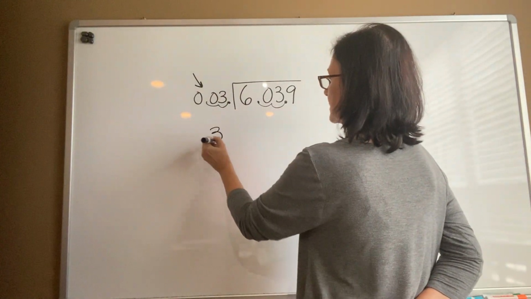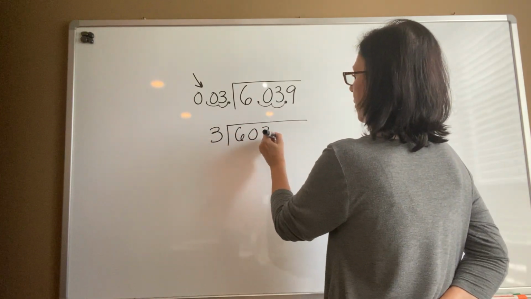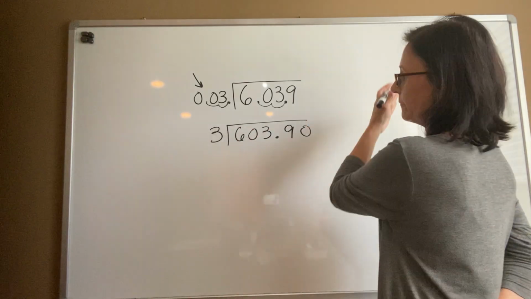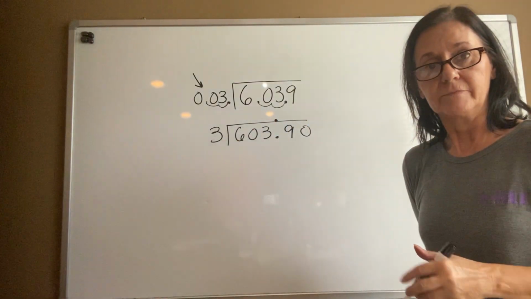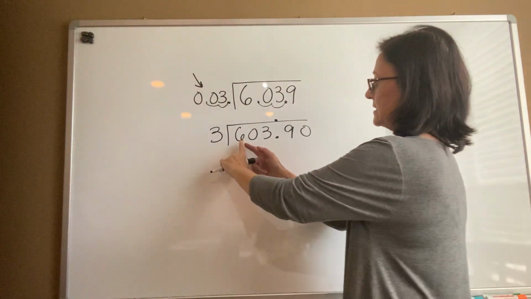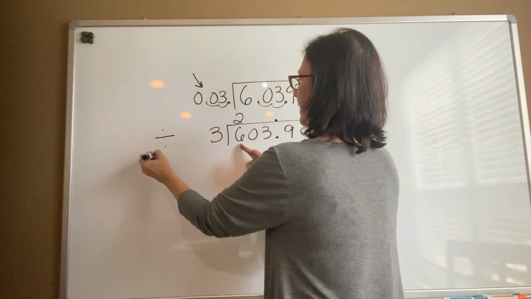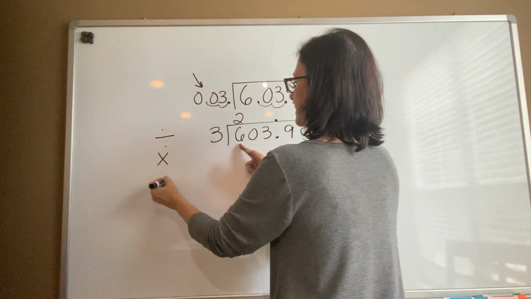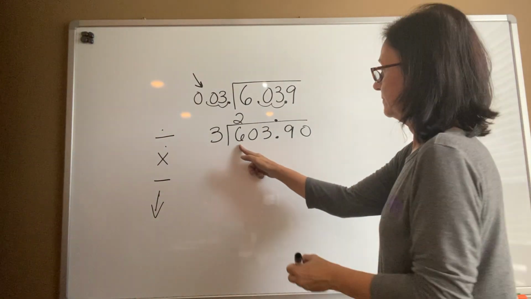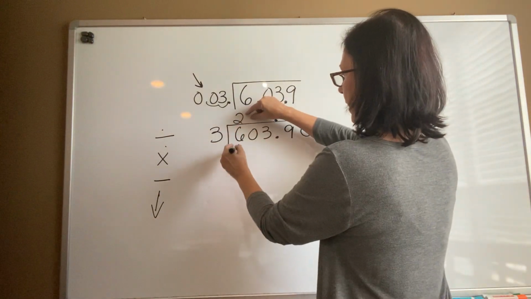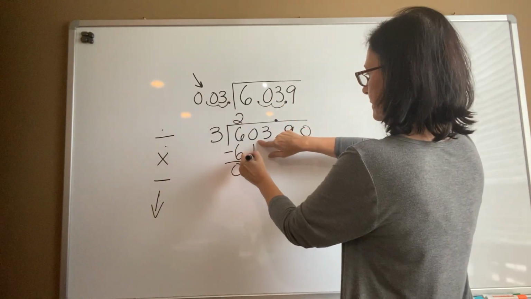So I'm going to rewrite this as 3 divided by 603.9. Now I can add any numbers to the right of that. I don't think I need to. Now I'm going to do division. 6 divided by 3 is 2. So what do we do? We divide, multiply, subtract, bring down. That's the process of long division. We divide, we multiply, we subtract, bring down the next.